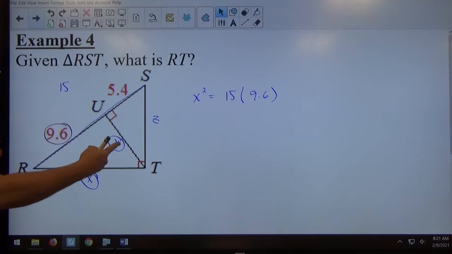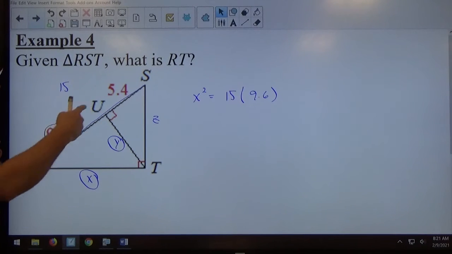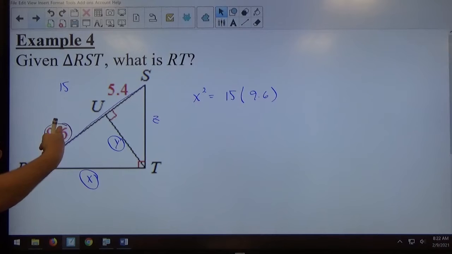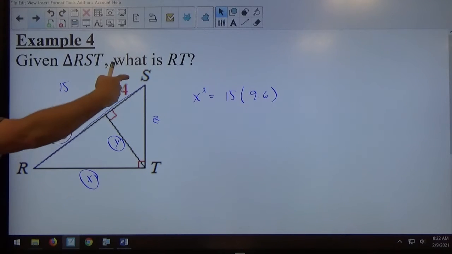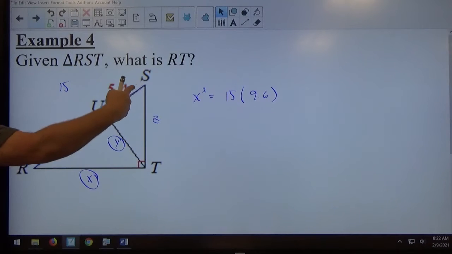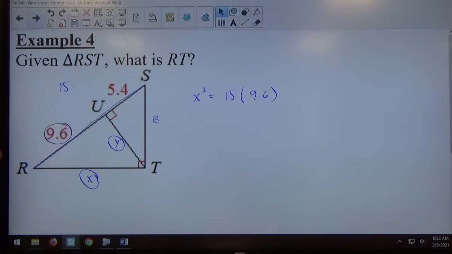Again, it's this exact picture. We know these two pieces here, and we can find any one of these three pieces very easily. Y squared equals this times this. X squared equals the entire length 15 times the piece closest. Z squared would be the entire length 15 times the piece closest. Again, they're asking for RT, so I'm using only that piece.